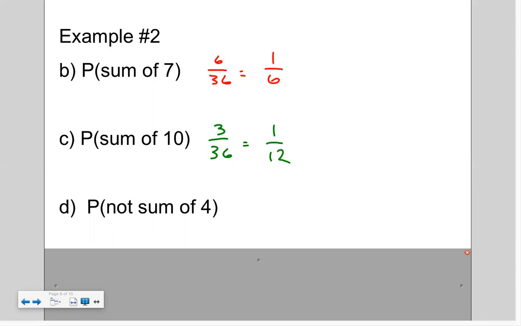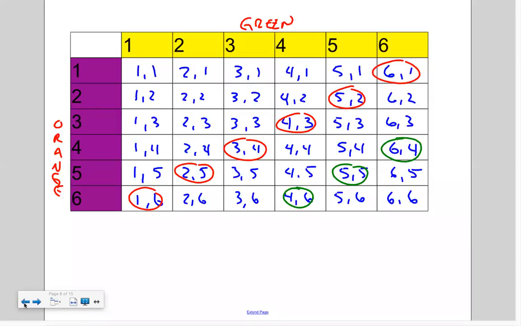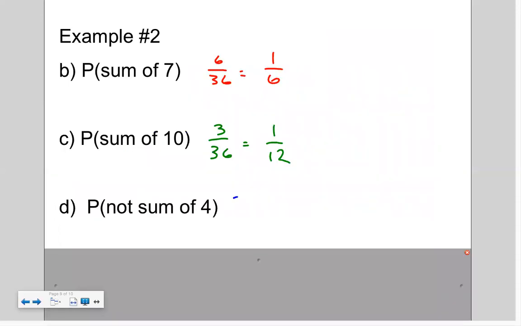And then how about the probability that it's not a sum of 4? Sometimes in this case, what you want to do is figure out the sum of 4 first. These 3 add up to 4, so 3 out of 36. How many of them don't add up to 4? All the rest, which should be 33 out of 36, taking 3 away from 36. Which is an 11 in 12 chance. Okay.